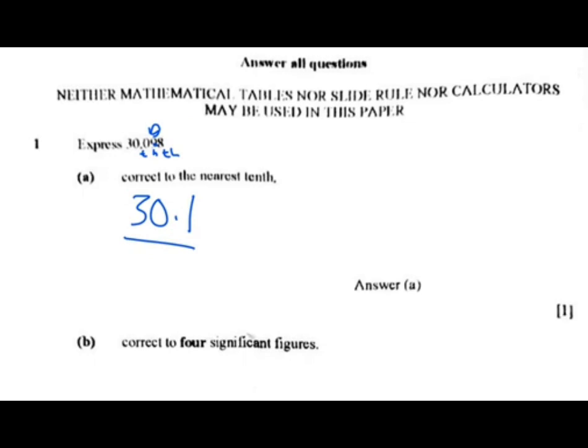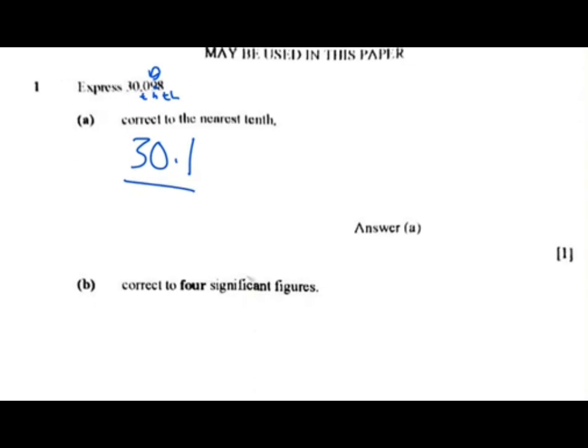Moving on to the second question. Express 30.098 correct to 4 significant figures. So a significant figure is the first non-zero digit from the left. So in this case, our first non-zero digit will be 3. Our second non-zero digit will be 0. Our third non-zero digit, another 0. Our fourth is 9.